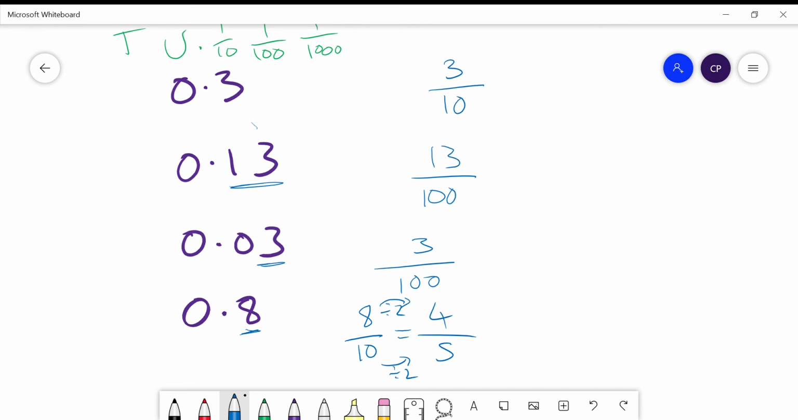So that's completed that question. So just be aware that sometimes once you've turned your decimal into a fraction, you might have to simplify it. Okay, well, let's move on.